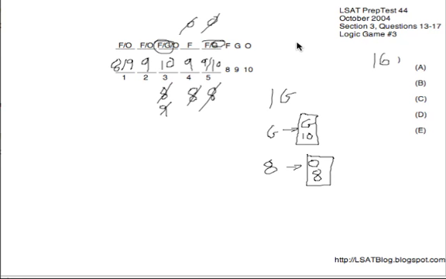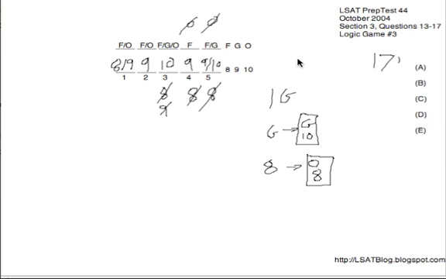So any choice mentioning either 3 or 5 is automatically eliminated. A mentions both 3 and 5, B mentions 3, C mentions 5, D mentions 5, E mentions neither, so it's our answer. And of course, we know 1, 2, 4 was the answer to number 16 already.